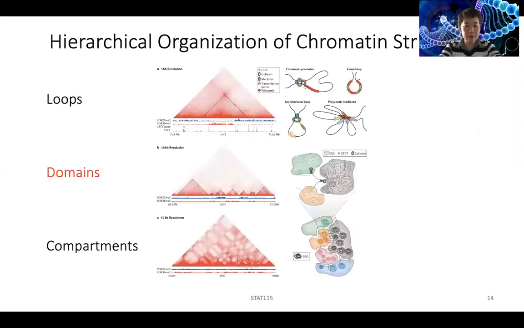Okay, now we continue. As people do chromatin interaction maps, they observed 3 levels of interactions.